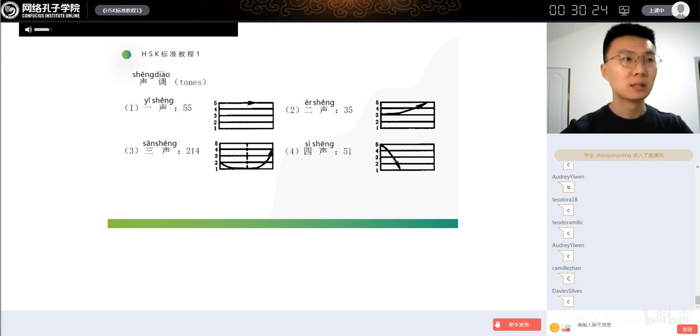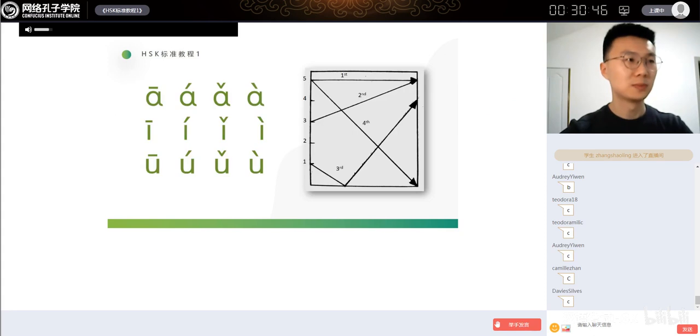This one, 二声. 二声 is the second tone. This one, 三声. 三声 is the third tone. This one, 四声. 四声 is the fourth tone. Now I will use A as an example to show you how to read 4 tones. Please listen carefully.